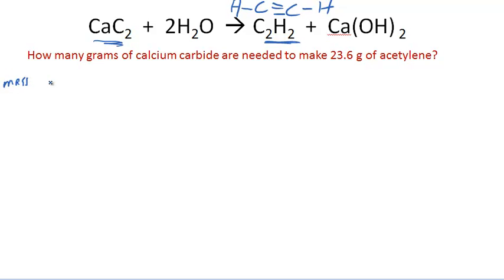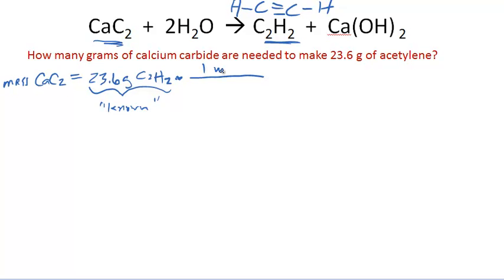Okay, so just like we've been doing in class, the way we start is we write down the thing that we're trying to find, the unknown. So we're trying to figure out how many grams of calcium carbide are needed to make 23.6 grams. So then the 23.6 grams of acetylene goes right here. Okay, so this is the known. And the first thing we've got to do is convert the mass to moles of acetylene. Okay, and so that's old hat.